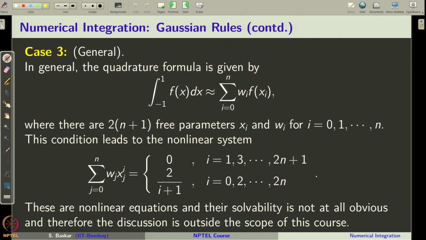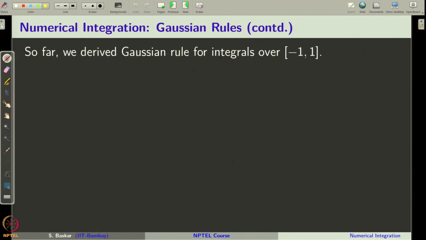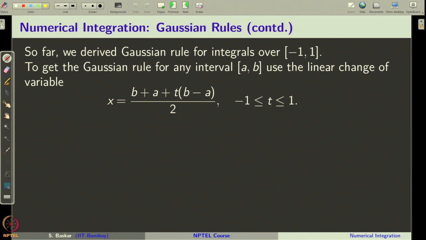So, n equal to 2, 3 and so on, one can go on deriving, but we will not give any weightage in our course. We will only restrict ourselves to n equal to 0 and n equal to 1 in our course. But the idea should be clear how to go for higher values of n. Well, we have derived the Gaussian rule so far only for those integrals over the interval minus 1 to 1, right? Now, let us see how to generalize it to any given interval a to b. This can be achieved by this simple change of variable formula that can take the interval minus 1 to 1 to any interval a to b.